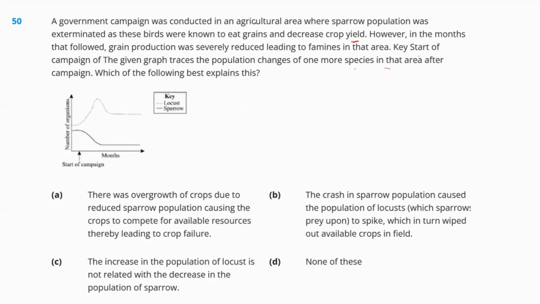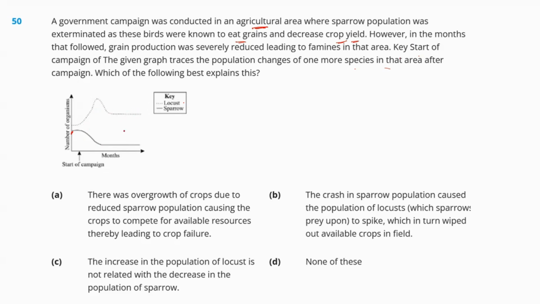So understand what is happening here. An agricultural area was there where the population of the sparrow was exterminated, means it was just down, and over a month of time it was not there, right? Because they were eating grains, so the crop yield was also decreased, right? Now, however, in the month, so what they see that still the production of the crop was slow. So what was happening there? So some other was also there, that was the locust. So when the number of sparrow was here, it started decreasing, and the number of locust was more here.